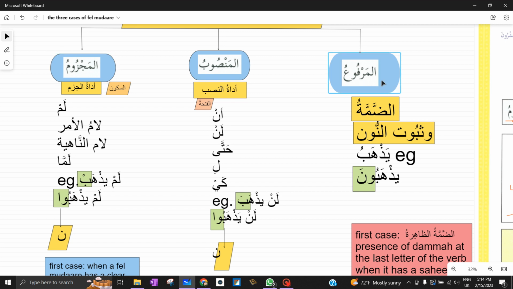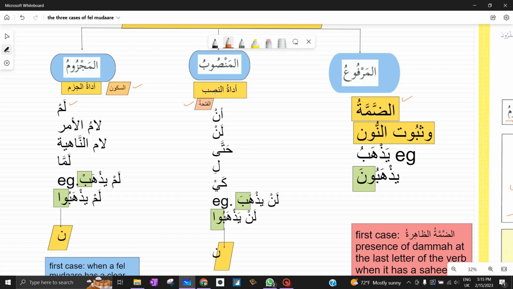Now al-marfu is known for dhamma. With dhamma, you recognize it, simple, when the letters are sahih. And with mansoob, it will be recognized with fatha. And majzoom, adatul jazm, is lam, and it is recognized with sukoon. So these 3, as I have explained: marfu is recognized by dhamma, mansoob by fatha, and majzoom by sukoon.